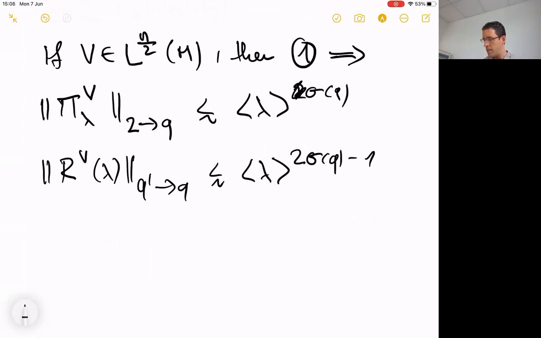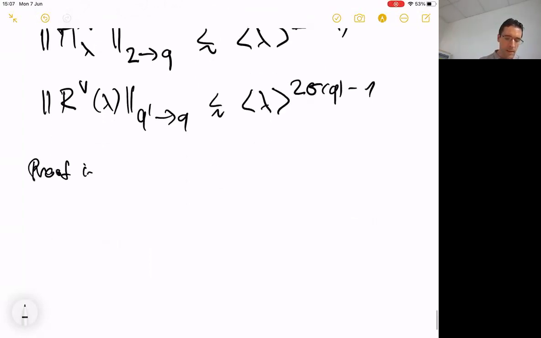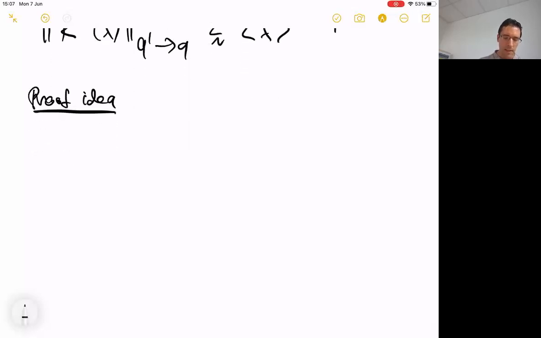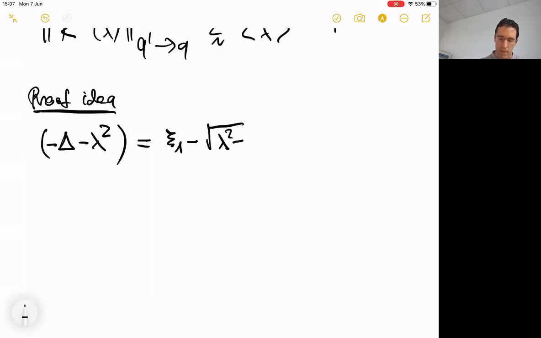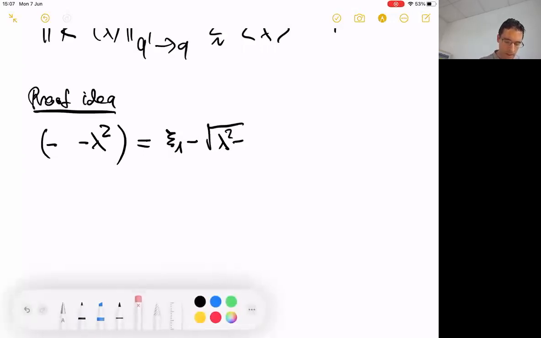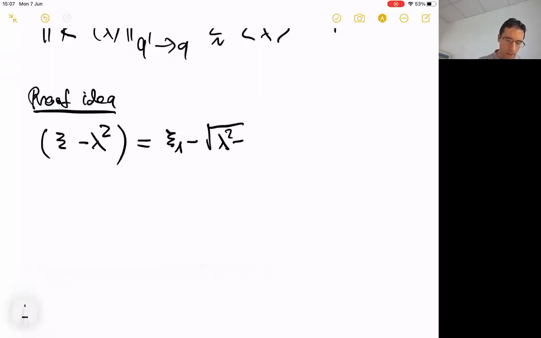The proof is very easy. Let me just say in words that what you do basically is you factorize. So the proof idea is just the factorization. Let me do it for constant coefficients because then it's completely explicit. I don't need any pseudo-differential operators if I have minus Laplacian on R^n minus lambda squared. What I do is I go to Fourier space, I write the symbol of this, and then I factorize. I write this as xi1 minus the square root of lambda squared minus xi prime squared, where I denote all other variables xi2 up to xin by xi prime.